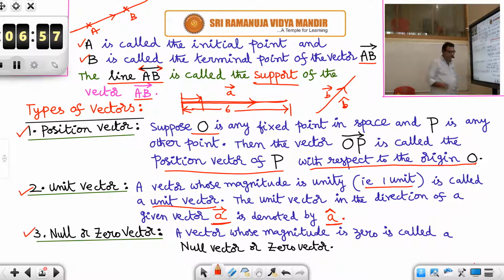Next, null vector or zero vector. A vector whose magnitude is 0, length is 0. A vector whose magnitude is 0 is called null vector and it is also called zero vector. Regarding null vector we have to discuss some more points. Let us go to the next page.